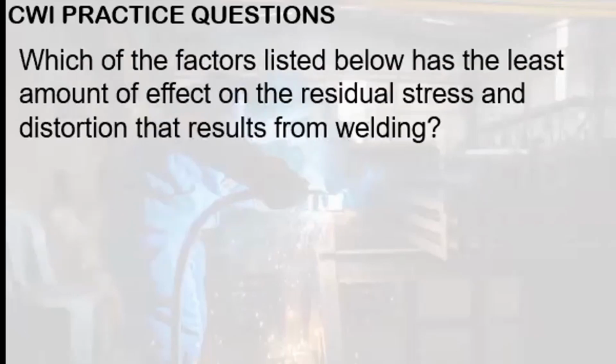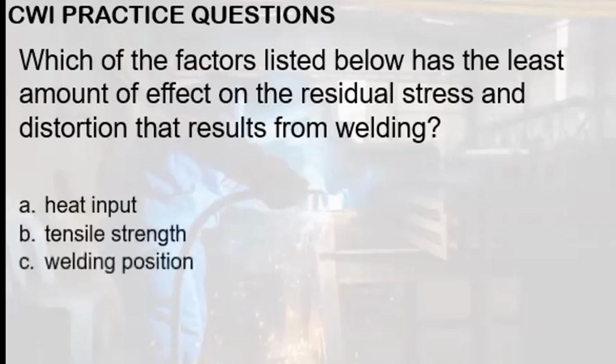Next question. Which of the factors listed below has the least amount of effect on the residual stress and distortion that results from welding? A. Heat input, B. Tensile strength, C. Welding position, D. Phase change. Heat input, of course, has an effect on the residual stress because it affects the rate of cooling of the metal. When the rate of cooling becomes faster, the more brittle the material gets. Hence, the residual stresses will become greater, or the distortion on that metal will become more prevalent.